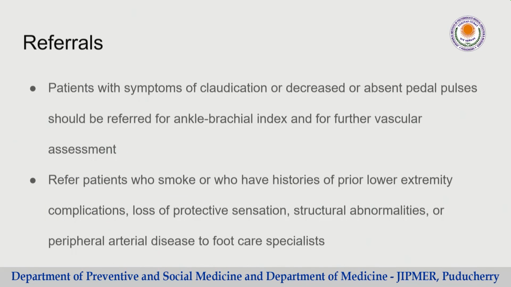When do you refer patients with foot ulcers or abnormalities in foot examination? Patients with symptoms of claudication or decreased or absent peripheral pulses should be referred for ankle brachial pressure index and for further vascular assessment. And patients who have a history of smoking or continue to smoke, or who have a history of prior lower extremity complications, loss of protective sensation as evidenced by monofilament testing, structural abnormalities or peripheral arterial disease are to be referred to a foot care specialist.